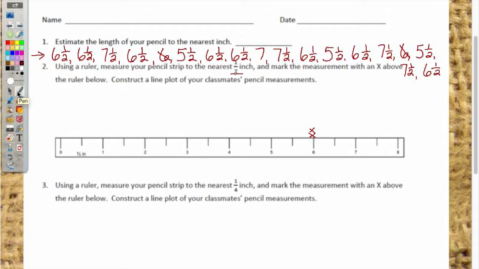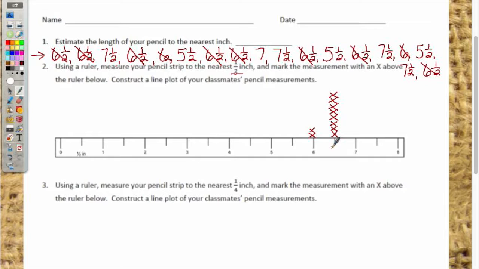Looks to me like there's a lot of 6.5s. So I'm going to count those next. I'm going to count them quietly. You count them quietly. We'll see if ours match. Okay, I got 8. All right.